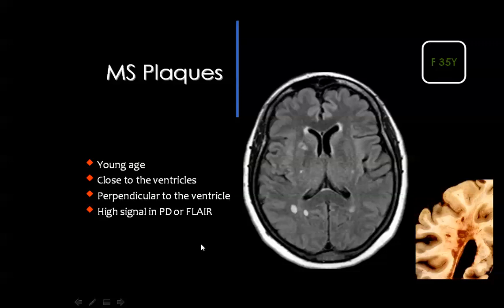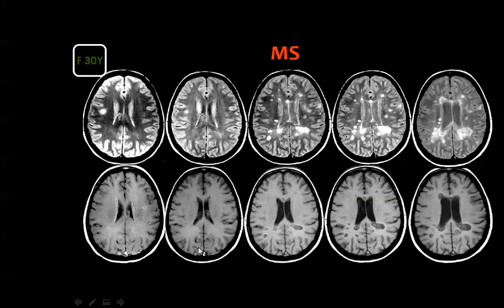And after contrast, the plaques may enhance if they represent an active disease. But I will, as I have said, discuss this MS in full details in another session of these presentations. And I'll just show you some examples in order to appreciate the difference. The major differences lie in the age of the patient, which is around 30 years old, and the lacunar infarctions are usually in old patients with known history of hypertension plus or minus diabetes.